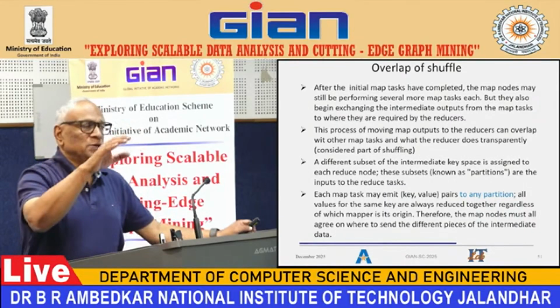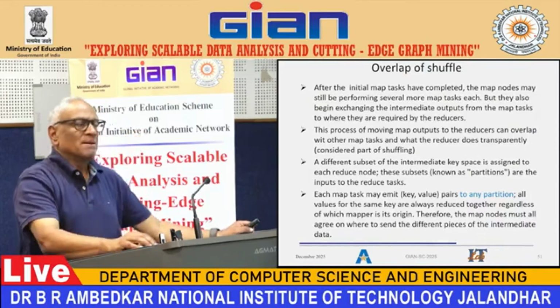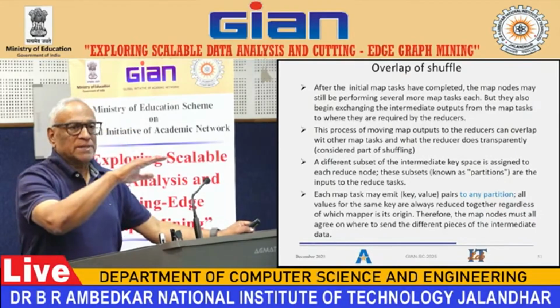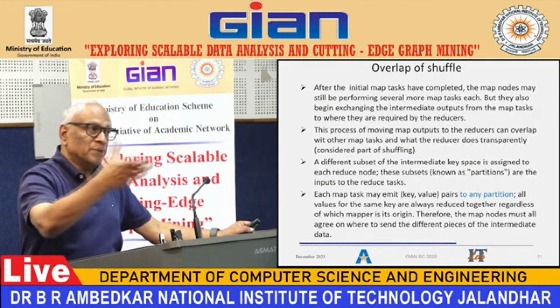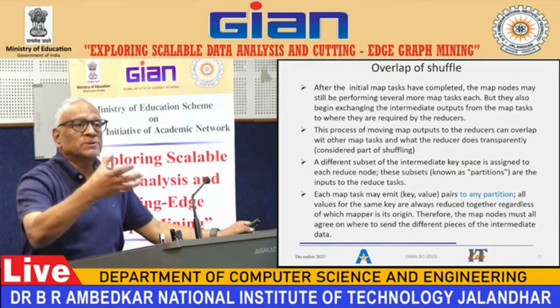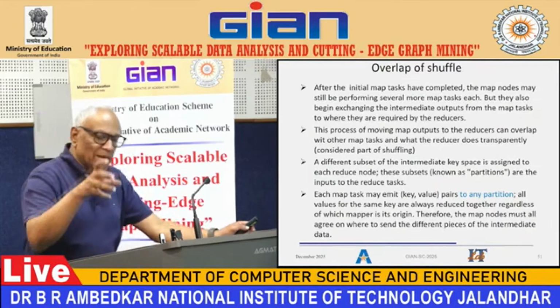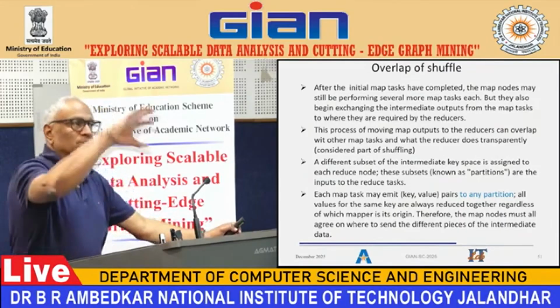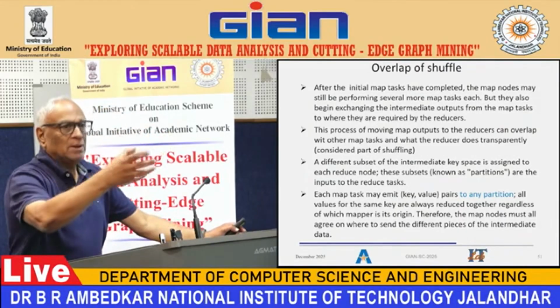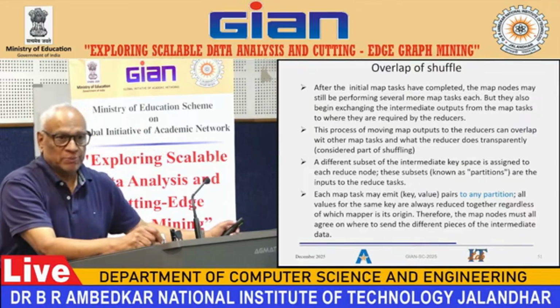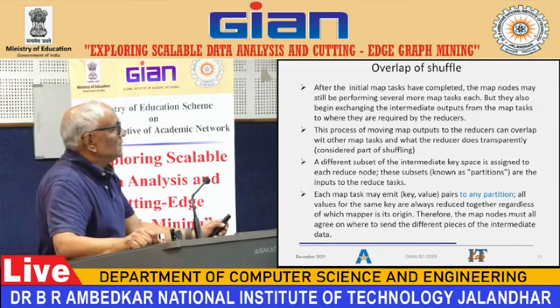Suppose you have 10 splits, 5 splits are complete and the other 5 splits are being executed. Now the data from these 5 splits can be sent to the reducer. By doing this, you are overlapping shuffle and map processing, and shuffle and some reduce processing. This will further improve the response time. That is what this slide is saying.